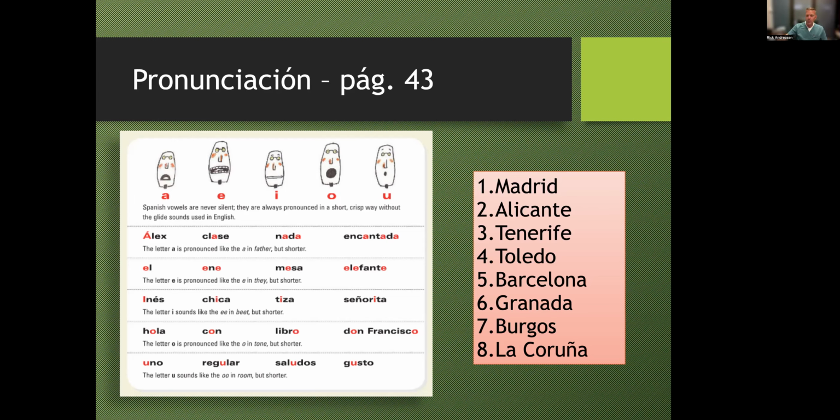Pronunciación. Spanish vowels. Práctica. Practice the vowels by saying the names of these places in Spain after the speaker. 1. Madrid. 2. Alicante. 3. Tenerife. 4. Toledo. 5. Barcelona. 6. Granada. 7. Burgos. 8. La Coruña.